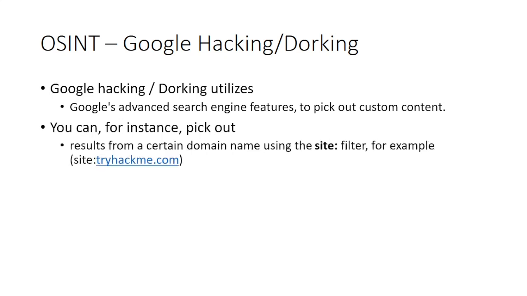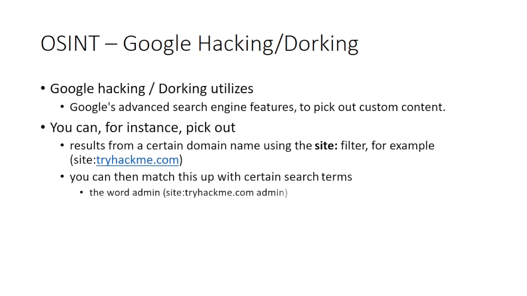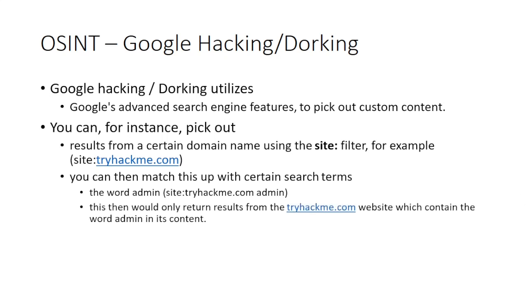Here we can, for instance, pick out results from a certain domain name using the site filter, for example, site:tryhackme.com. You can also use that and then match this up with certain terms, for example, the word admin, ending up with this search request. And this then would only return results from the tryhackme.com website which contain the word admin in its content. And we can combine multiple filters as well.